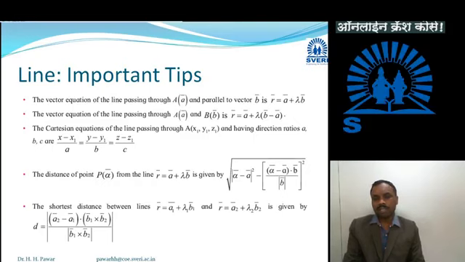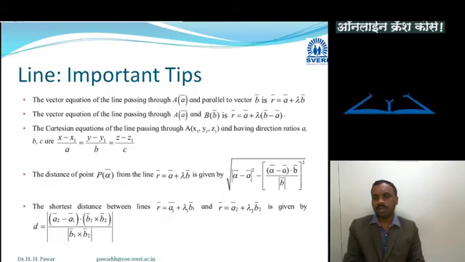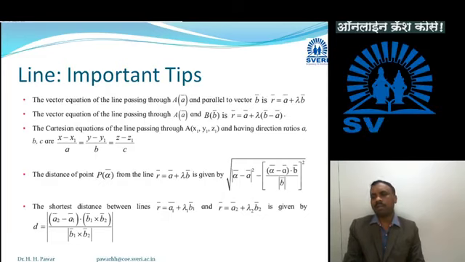Next one, the distance of point P of alpha bar from the line R bar equal to A bar plus lambda beta bar is given by the square root of modulus of (alpha bar minus A bar) squared minus ((alpha bar minus A bar) dot B bar divided by mod B bar) squared.